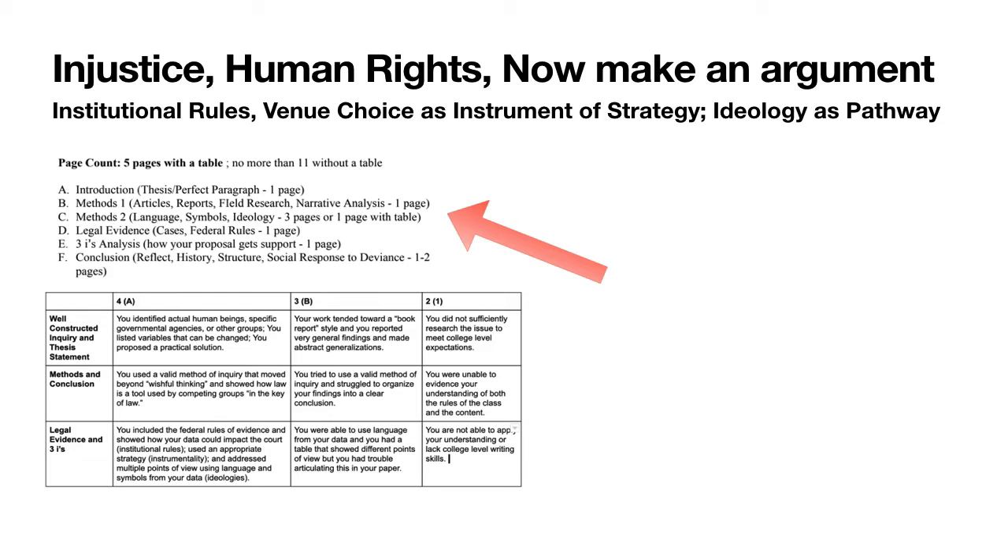So when you look at the page count, right, 5 pages with a table. The table is the tool that organizes the information. And you'll notice that the grading rubric is a table, right? It organizes the information: on the left-hand column, these are the things that you have to do. Now, how you do them are the rows. So if you do them well, then you can get an A. If you do them kind of well, you're struggling, trying to figure it out, then you can get a B. And if you don't do them well at all, you're going to get a C minus.